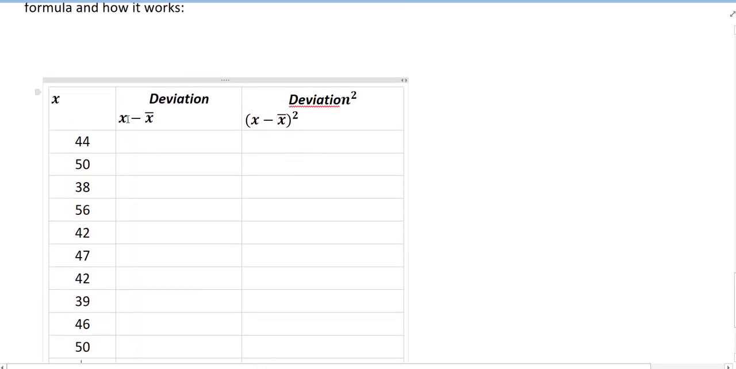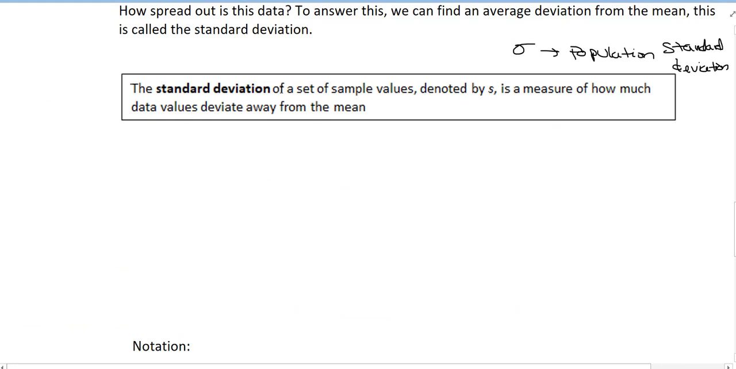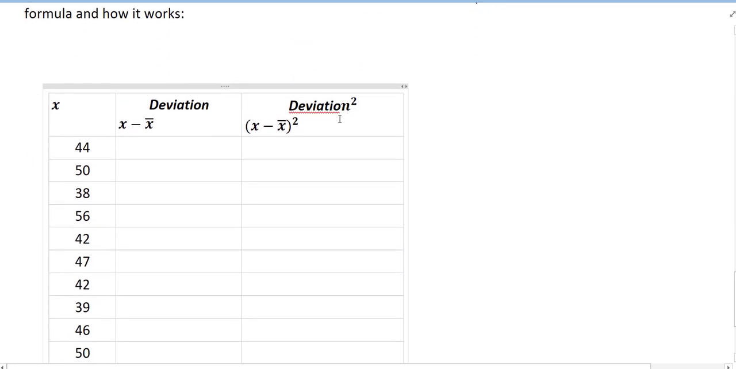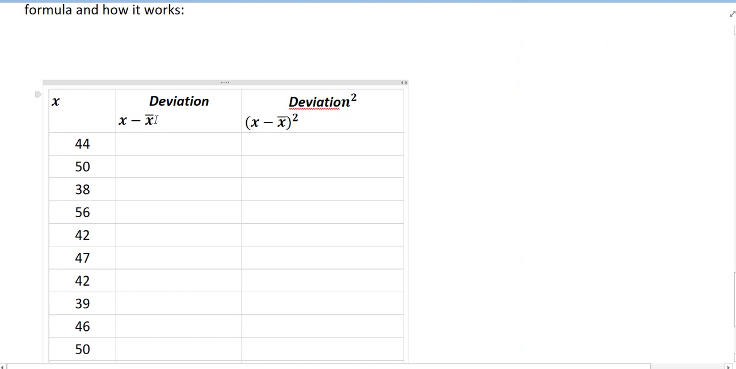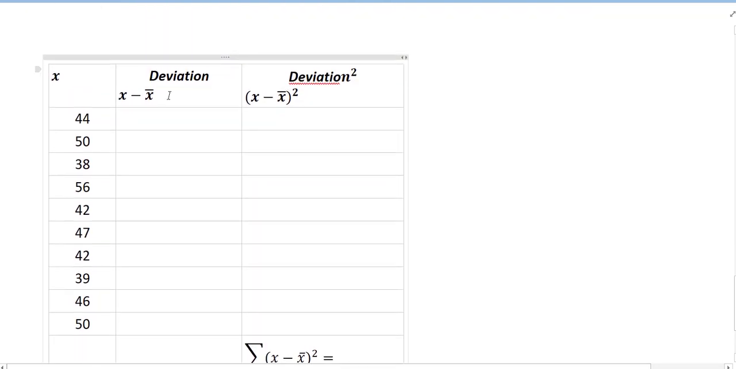And keep in mind, notice that we have x minus x bar. So that's the deviation. Remember, the standard deviation of a set of sample values is a measure of how much data values deviate away from the mean. So that's why we're doing this. So the deviation is how far you are from the mean. So we want to find all of those for our data values.